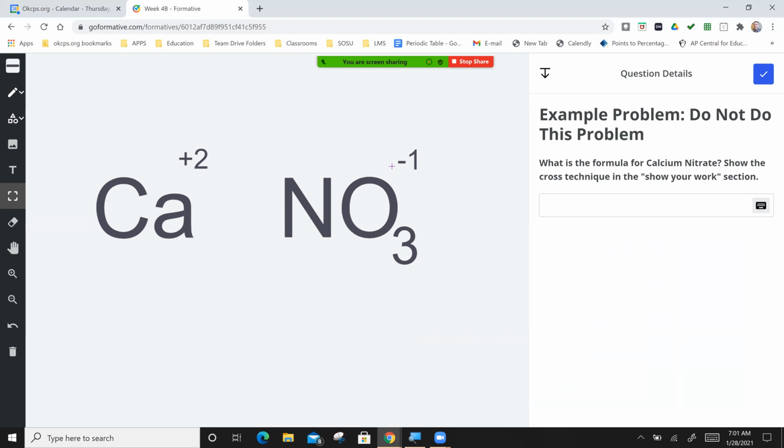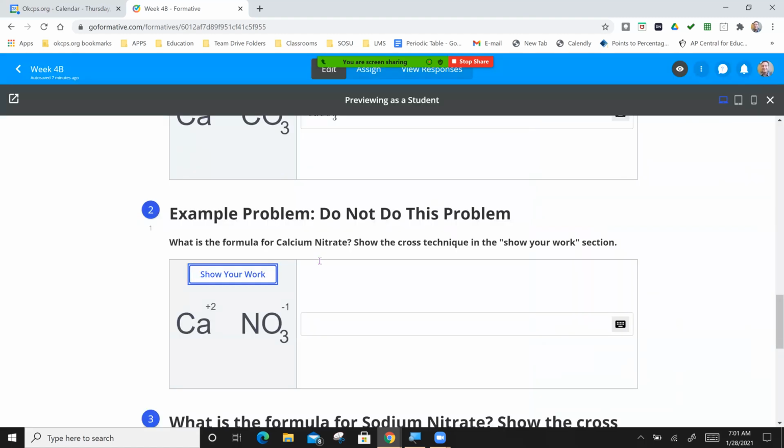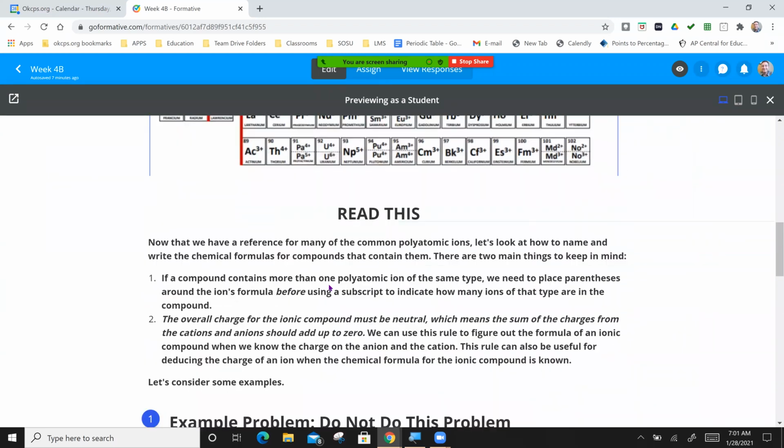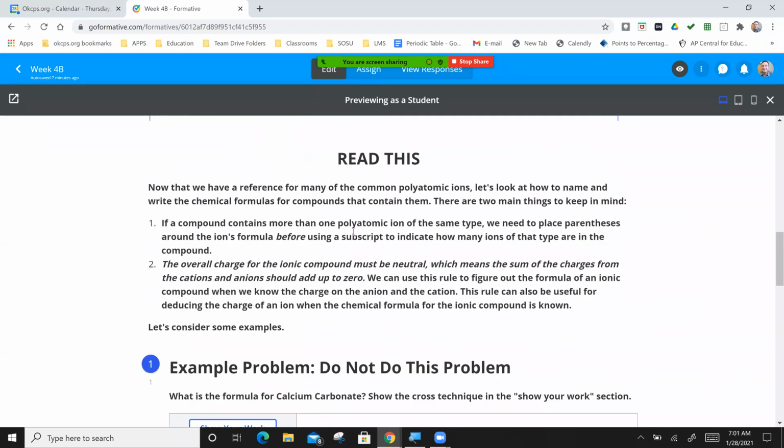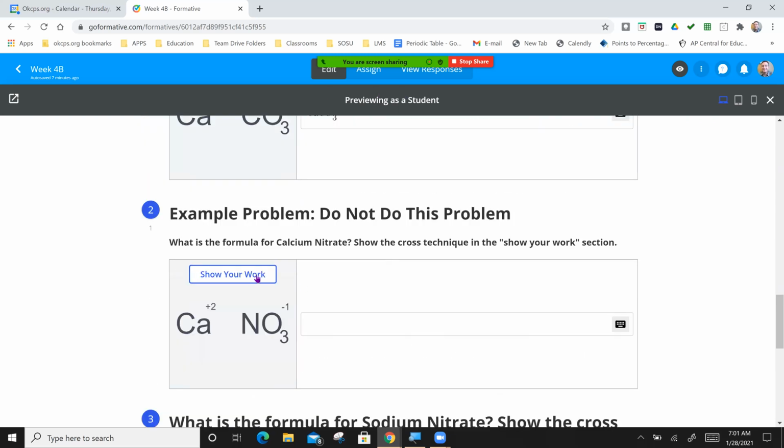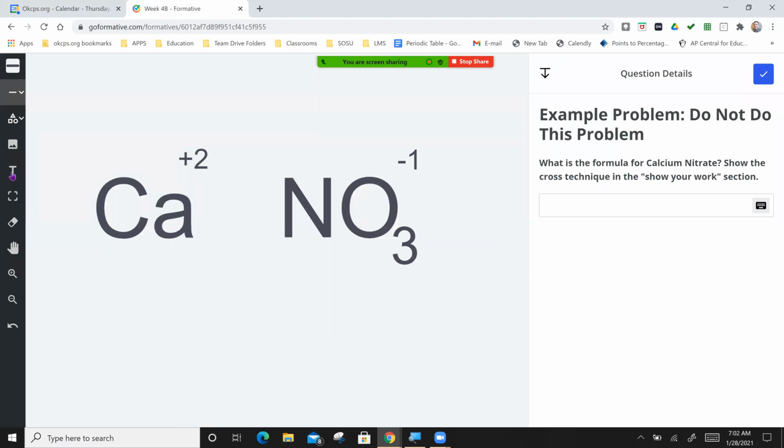So we have to do the cross technique here, but we have to be careful when we have more than one polyatomic ion. So let's go back to our rules real quick and reference that. On number 1, it says if the compound contains more than one polyatomic ion of the same type, we need to place a parentheses around the ion's formula before using a subscript to indicate how many ions. So anytime you have a polyatomic ion and the sum of the charges do not equal 0, it is a really good idea to go ahead and put a parentheses in.